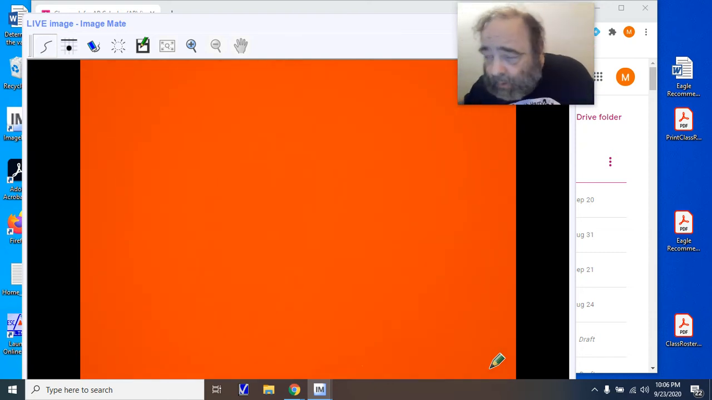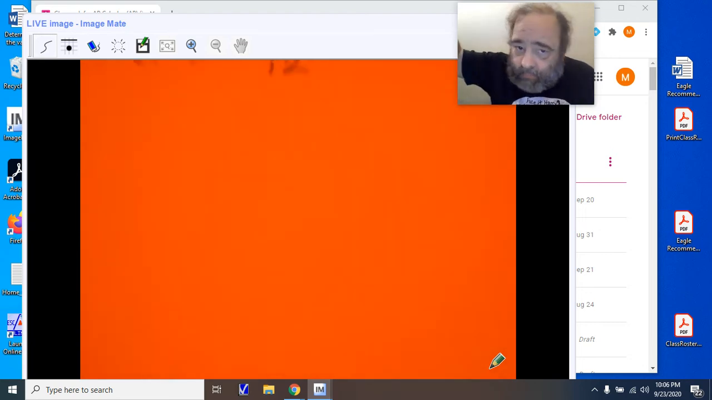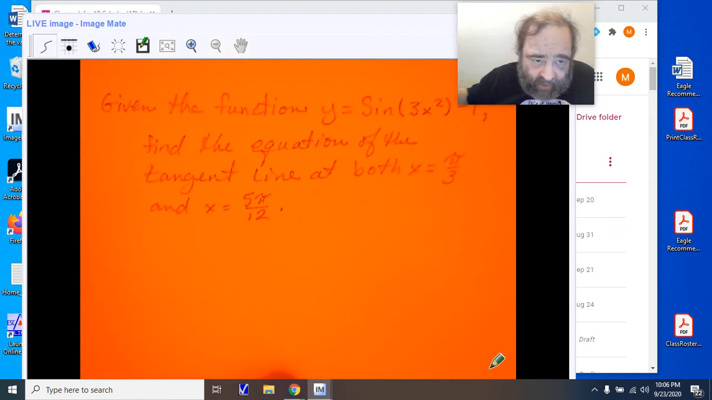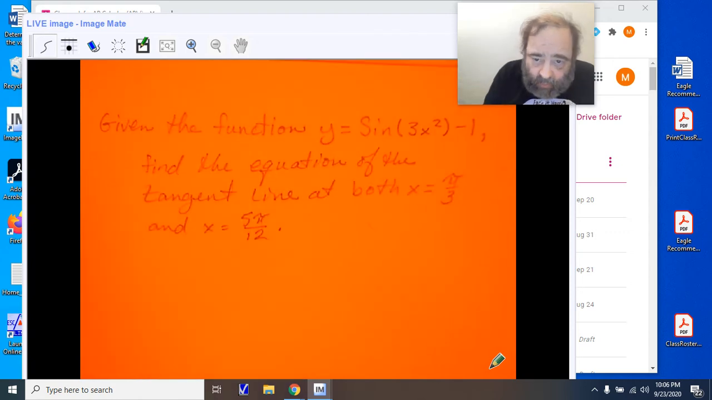So here we are. Our next example says, given the function y equals the sine of 3x squared minus 1, find the equation of the tangent line at both pi over 3 and 5 pi over 12. Notice 5 pi over 12 is just prior to pi over 2. So we're going to go 0 to pi over 2. We're going to graph this thing, and we're going to look for our two tangent lines.